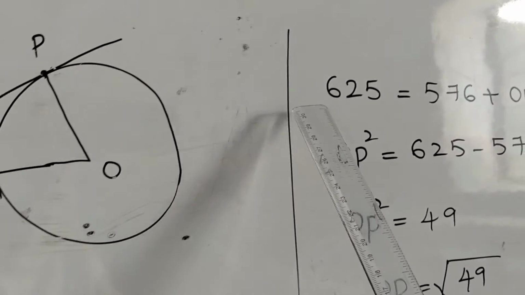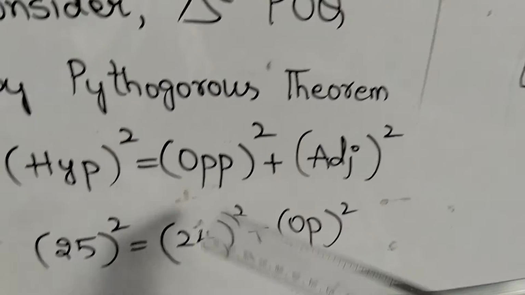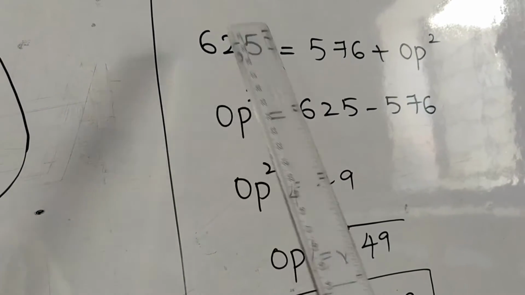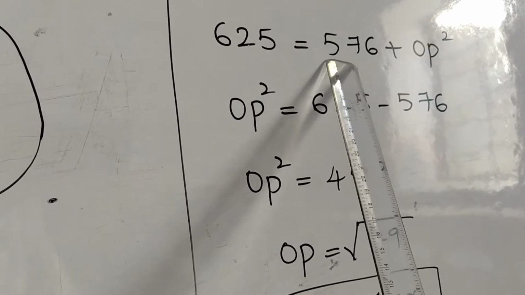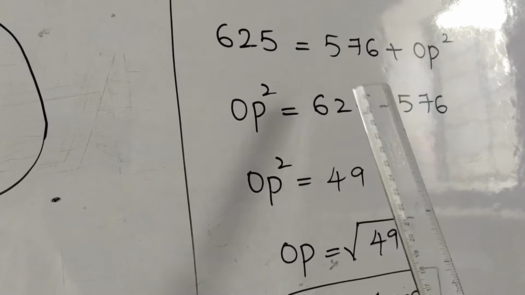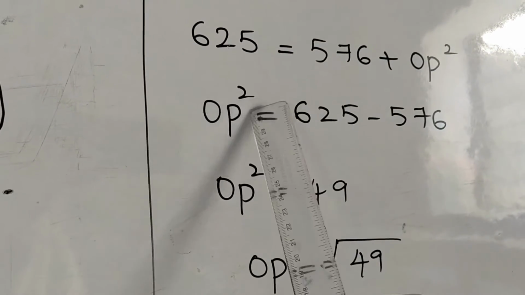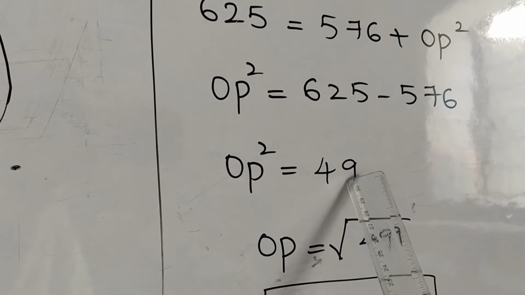How much is it? It is 625, and 24 whole square, nothing but 24 24s are 576, plus OP square. OP square is equal to 625 minus 576. Nothing but take this 576 this side, it will become 625 minus 576. Next, OP whole square is equal to 625 minus 576, which is 49.